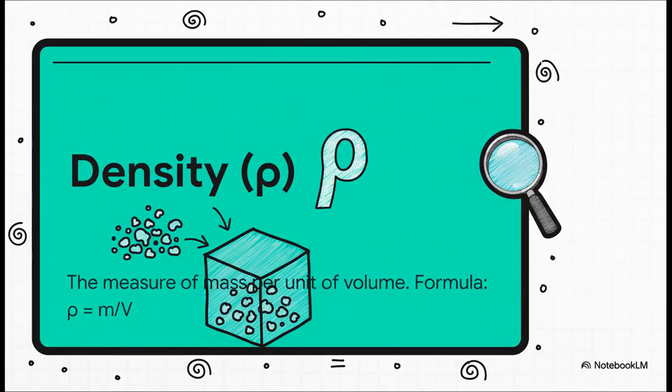First up is a big one you've probably heard of: density. All it is, really, is a measure of how much stuff, or mass, is crammed into a certain amount of space. We use the Greek letter rho (ρ) to represent it, and the formula couldn't be simpler. It's just mass divided by volume.